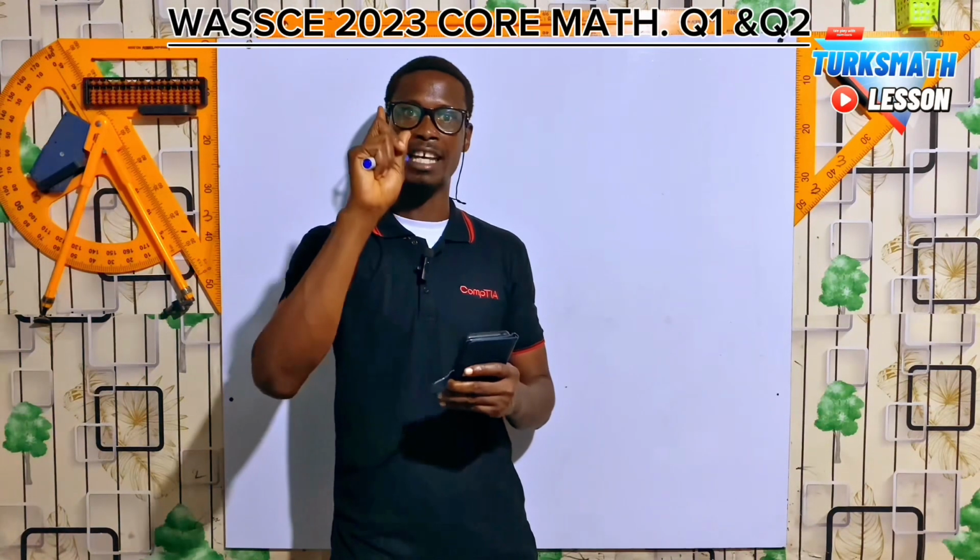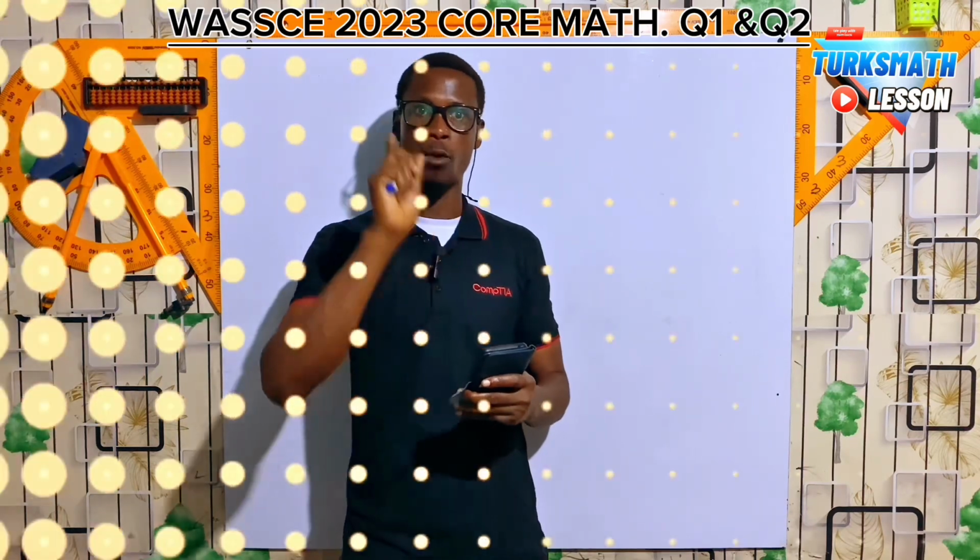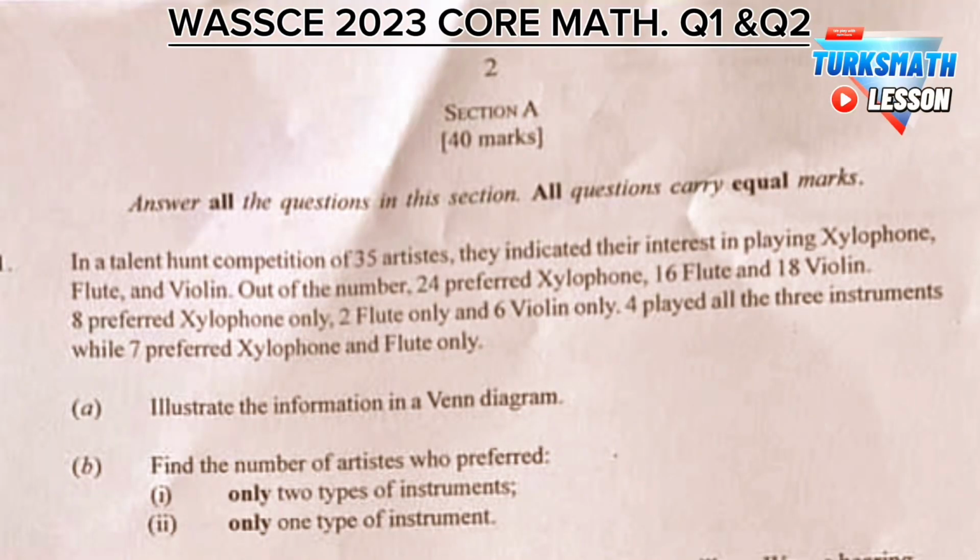Let's get started with Section A, question number 1. In a talent hunt competition of 35 artists, they indicated their interest in playing xylophone, flute and violin. Out of the number, 24 preferred xylophone, 16 flute and 18 violin. 8 preferred xylophone only, 2 flute only and 6 violin only. 4 played all the 3 instruments, while 7 preferred xylophone and flute only.